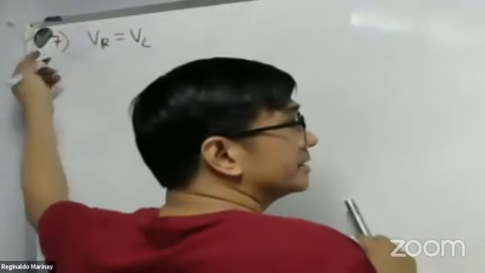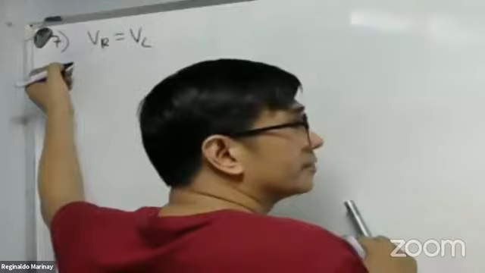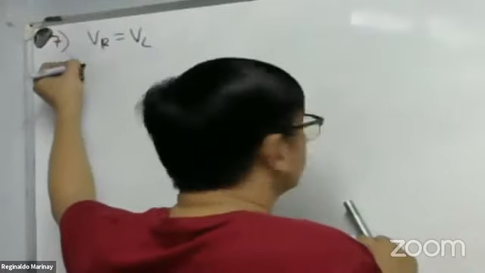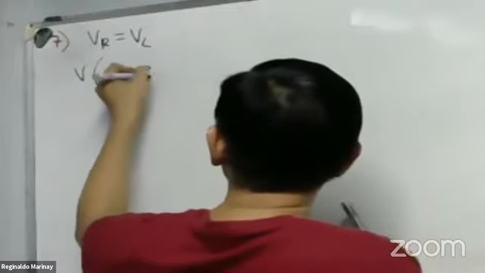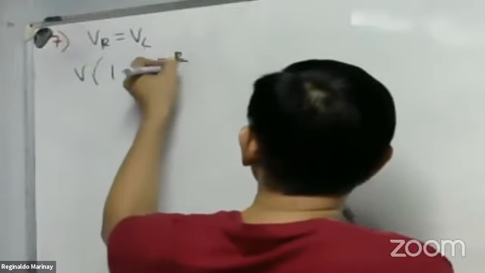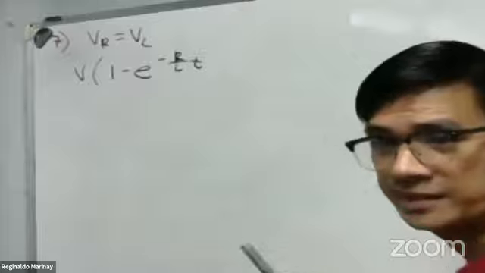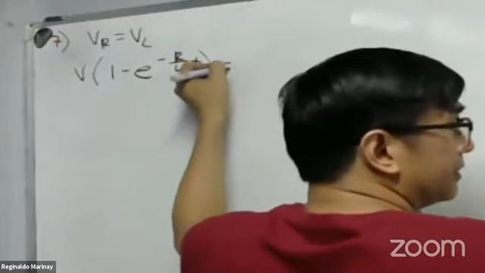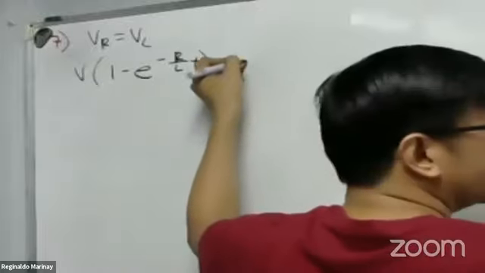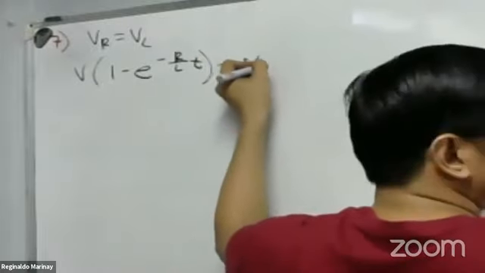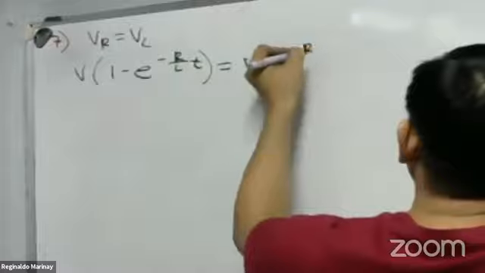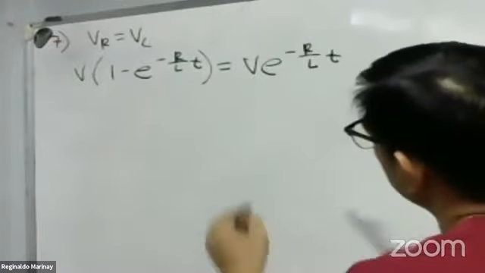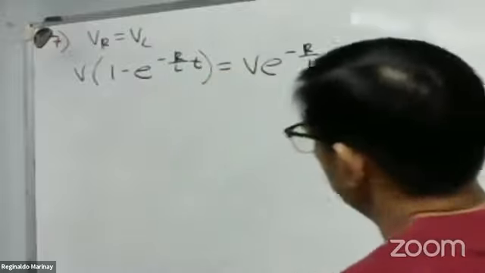So, again, our formula from earlier. Our BR is what? V times 1 minus E raised to negative R over L times T. Okay, that is our formula. Then we have our BL, which is V times E raised to negative R over L times T. So that is our formula.